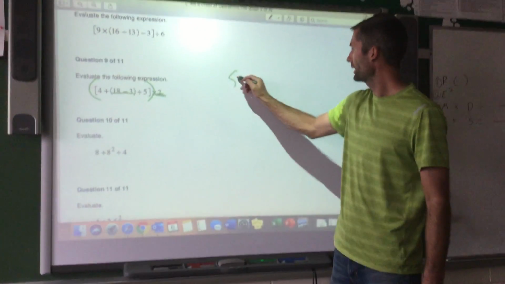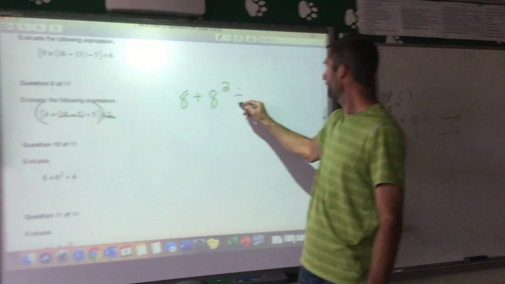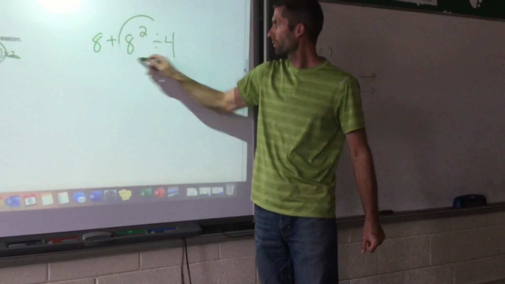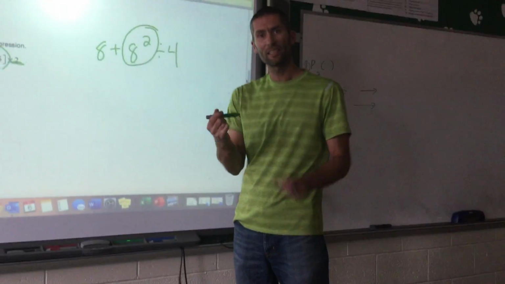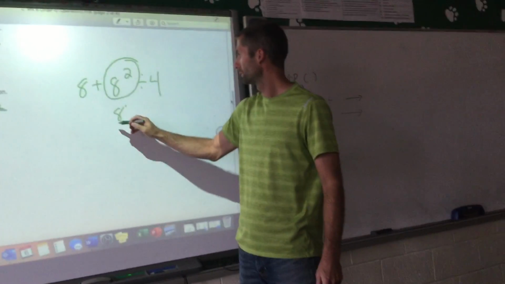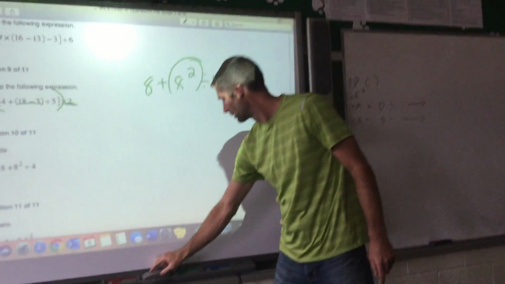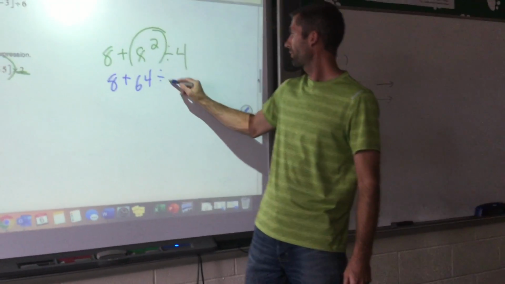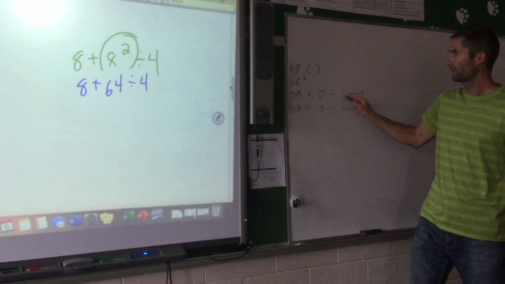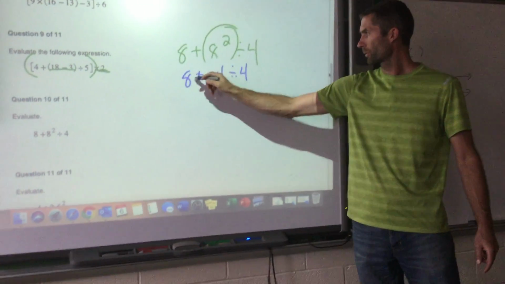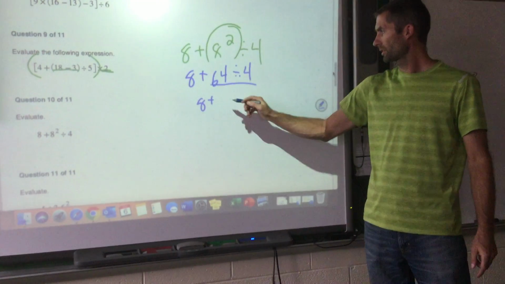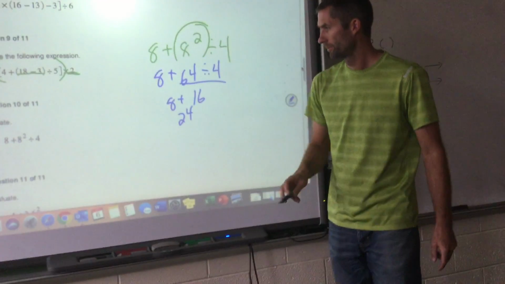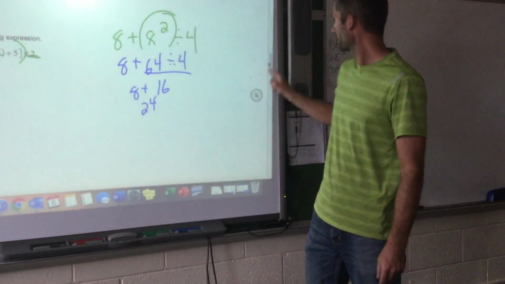Number 10 and 11, 8 plus 8 squared divided by 4. Parentheses, nothing, exponents, right here. We're gonna do that first. 8 squared is not 16. 8 times 8 is 64. So 8 plus 64 divided by 4. Multiply and divide before we add and subtract. So that's our next step. 64 divided by 4 is 16. 8 plus 16 is 24. Okay, last question.